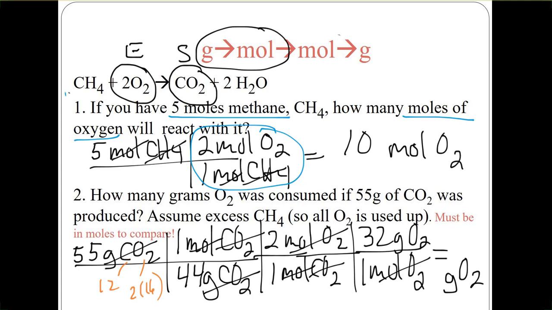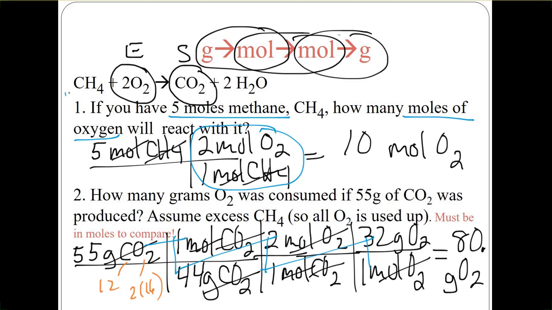And when I do my math, 55 times 1 divided by 44 times 2 divided by 1 times 32 divided by 1, I get 80 grams of oxygen. Okay, so for sig figs, I just want to put a little decimal after that, meaning that both of those count. Okay, all right, so this concludes the grams to moles, moles to moles, moles to grams. So it is 3 steps: grams to moles to moles, and then moles to grams.